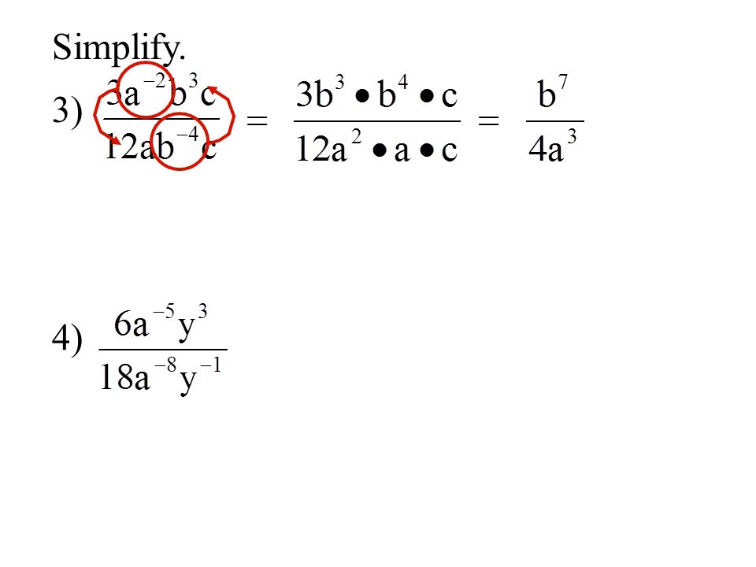I do the rule of common basis. 3 plus 4 is 7. And then I have my c. Cancel out because c over c is 1. And this is my final answer.